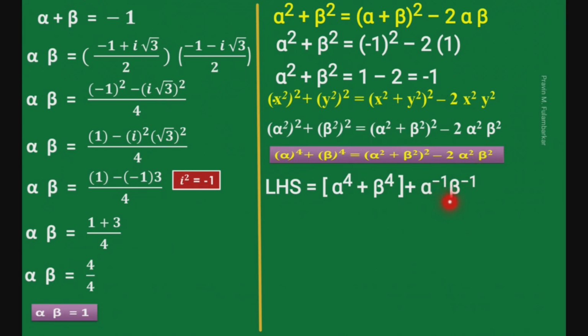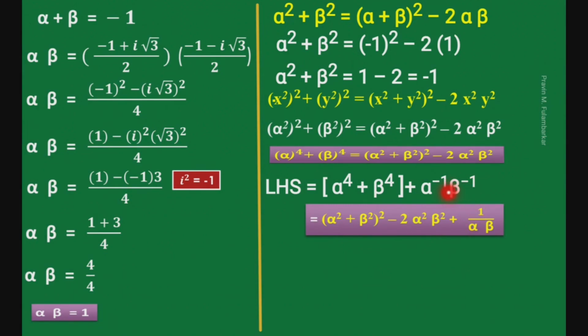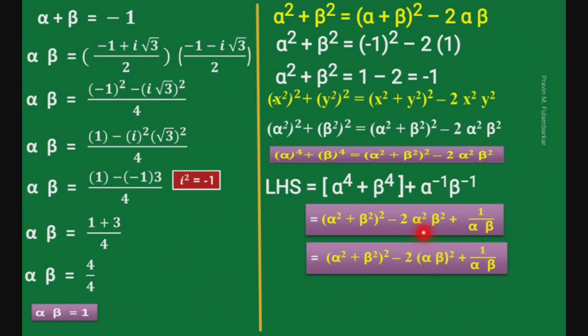And this alpha raised to the power minus 1, beta raised to the power minus 1 we write in the denominator, then its power reduces to plus. So we write this alpha raised to the power minus 1 as 1 upon alpha, and this beta raised to the power minus 1 as 1 upon beta. So we write this as 1 upon alpha into beta. And in the next step we write this alpha square into beta square in one square. So we write alpha into beta, its bracket square.